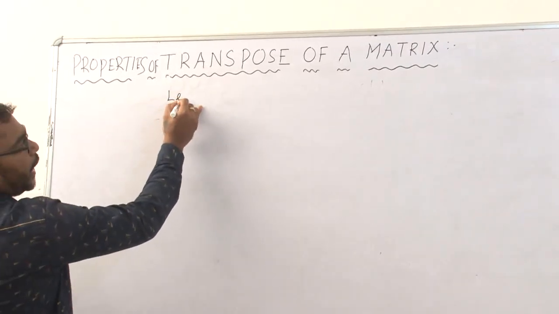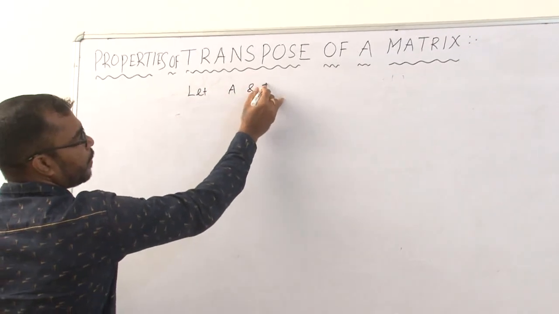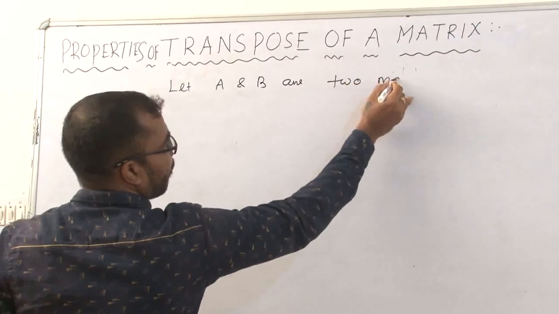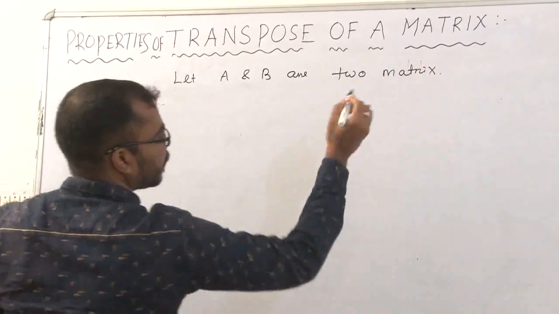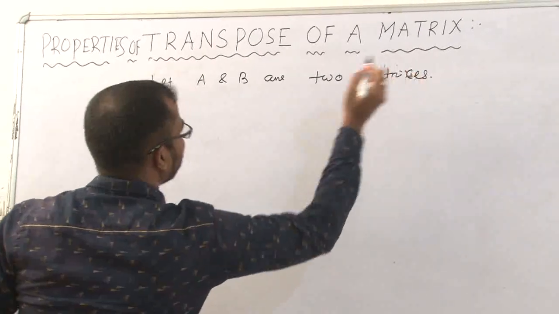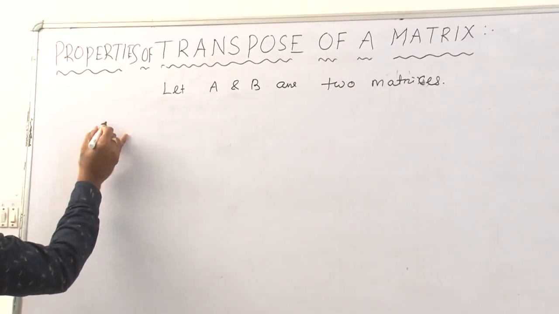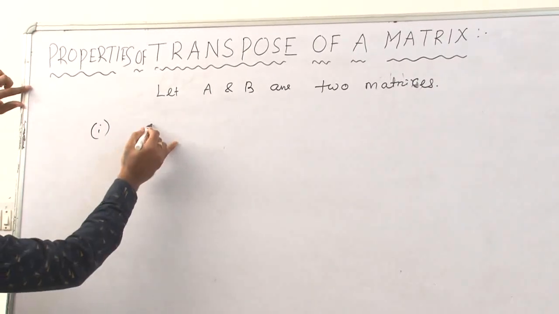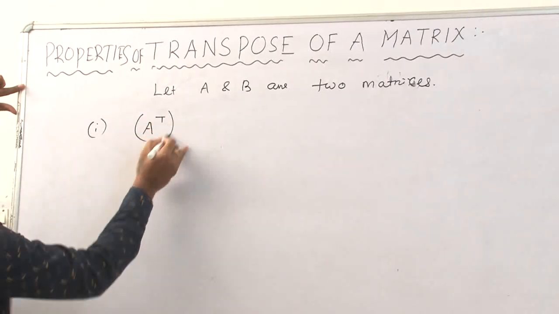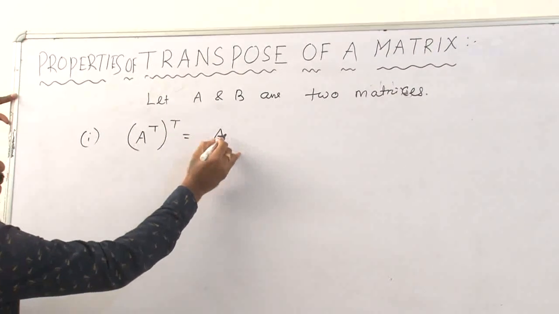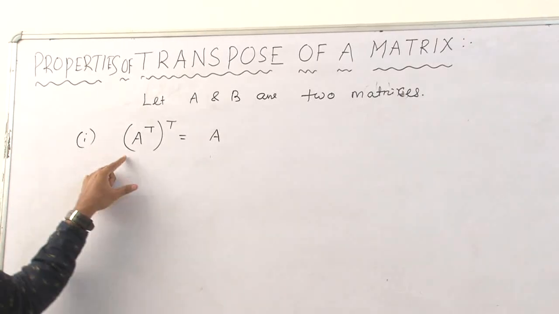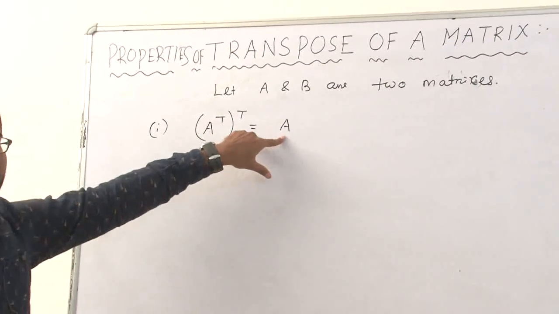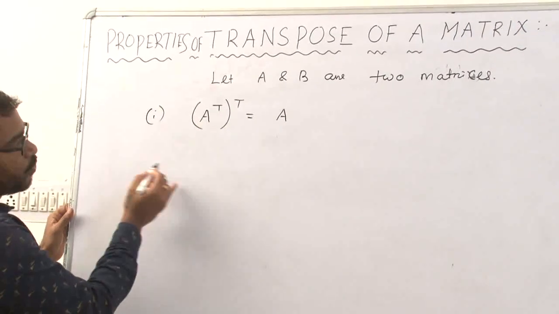Suppose A and B are two matrices. Property number 1: the transpose of the transpose of A is equal to A. That means if we calculate the transpose of a transposed matrix, we get the original matrix. So now let us take an example here.